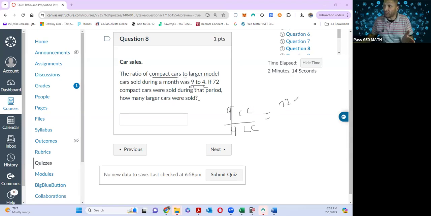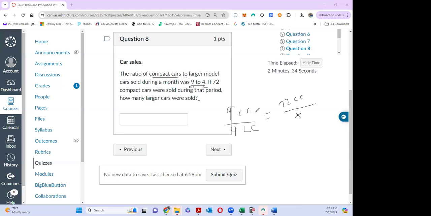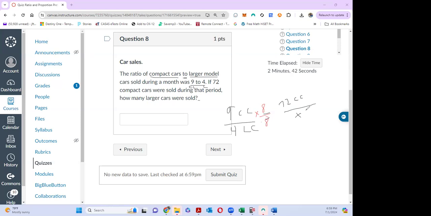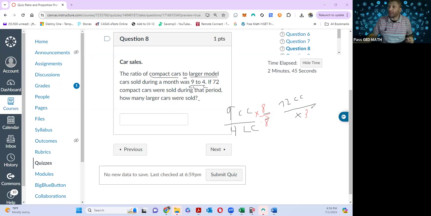If 72 compact cars were sold, well, compact cars are on the top. That means my 72 needs to go on top. So as I expressed to you earlier, to solve a proportion, try equivalent fractions first, unit rate second, cross multiplication last. So, is there a number I can multiply 9 by to get 72? 8. Whatever I do to the top, I have to do to the bottom. 4 times 8 is 32. 32 larger cars. Nice, easy problem.